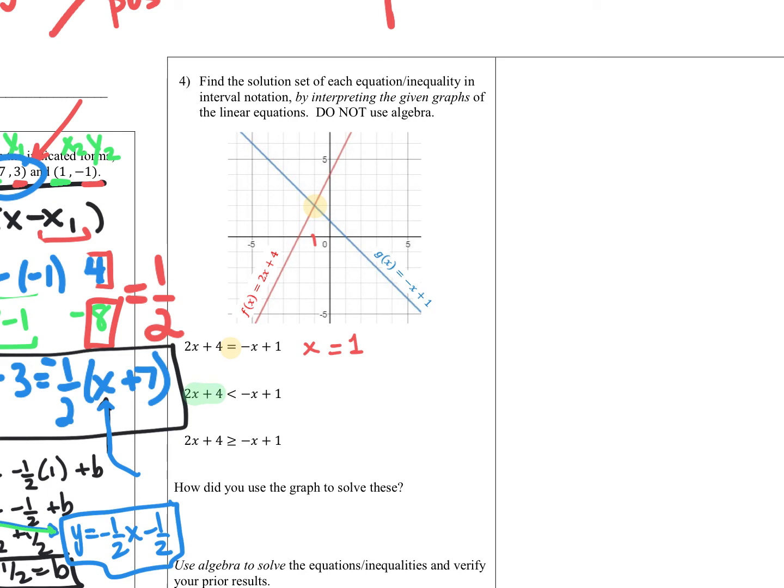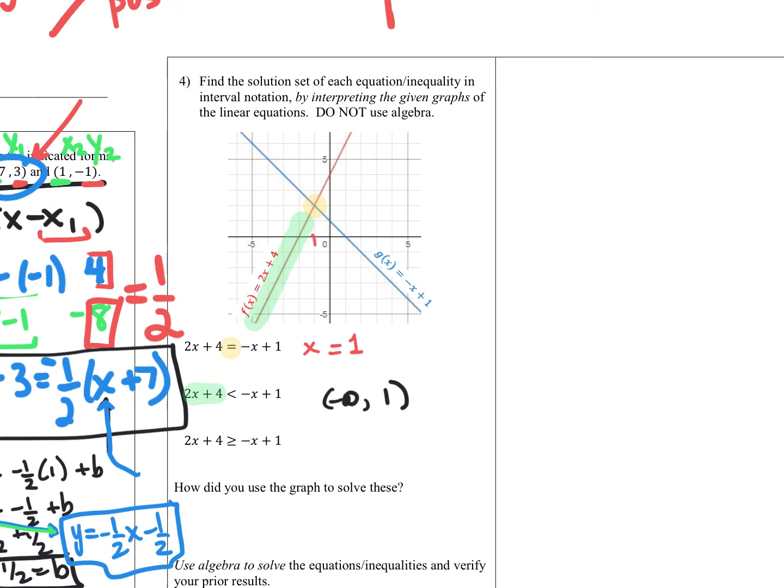So 2x plus 4, the place where it's less than, well, that's this green or this red graph. I'm going to cover it in green. It's less right here up until we get to that intersection. So that means that we're going to have that happening from negative infinity all the way up until that 1. And I'm going to put a parenthesis on there because we're not going to include that value.